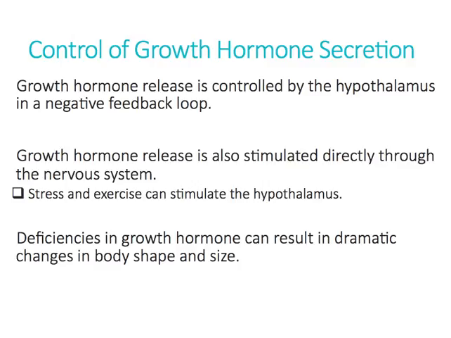As I mentioned a couple of slides ago, for the most part, the control of hormone secretion is done by a negative feedback loop, and that's not different for growth hormone. Growth hormone can be stimulated and released both from the hypothalamus and also stimulated directly through the nervous system. Often stress and exercise will stimulate the hypothalamus, causing the release of growth hormone. Deficiencies in growth hormone itself can result in dramatic changes in body shape and size.